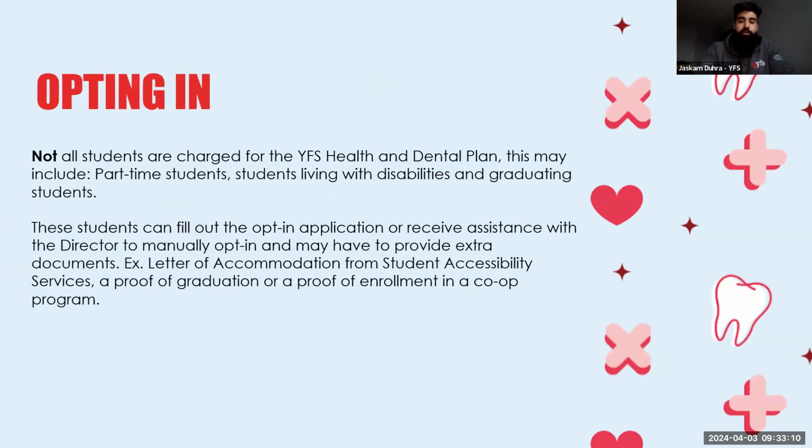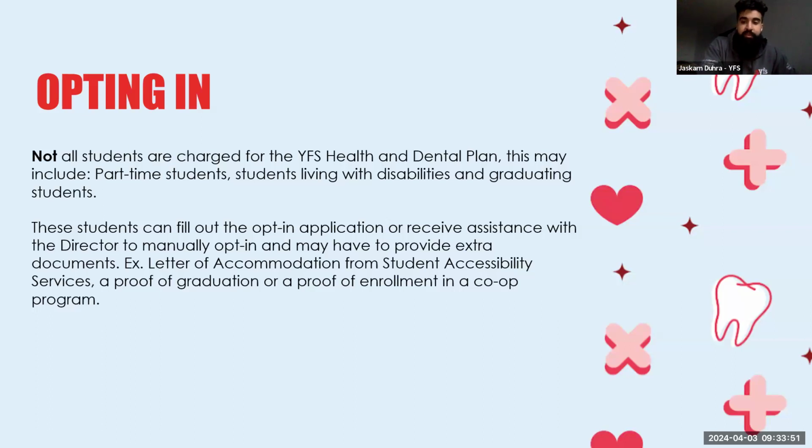So, opting in. As I mentioned earlier, students with 15 or more credits are typically automatically charged through their student account. There are situations where students aren't automatically charged, because they could be under 15 credits. This could be part-time students, students registered with Student Accessibility Services, graduating students, or co-op students. They still have the ability to opt in using the opt-in application, which can be found on our website, which I'll talk about later on as well.